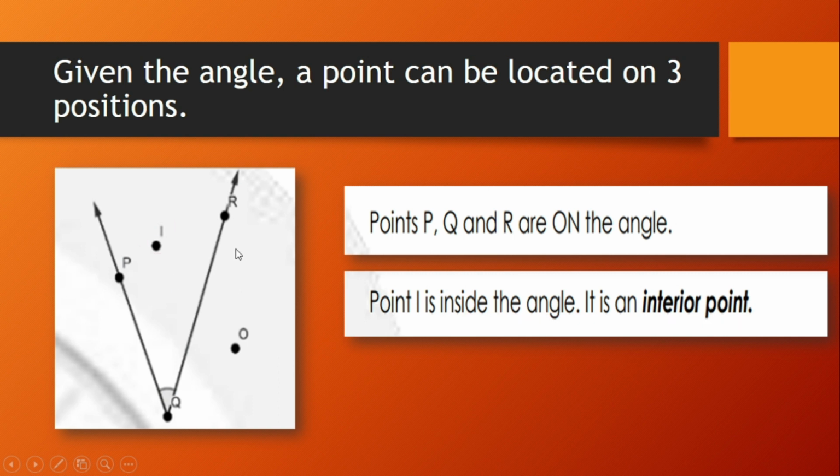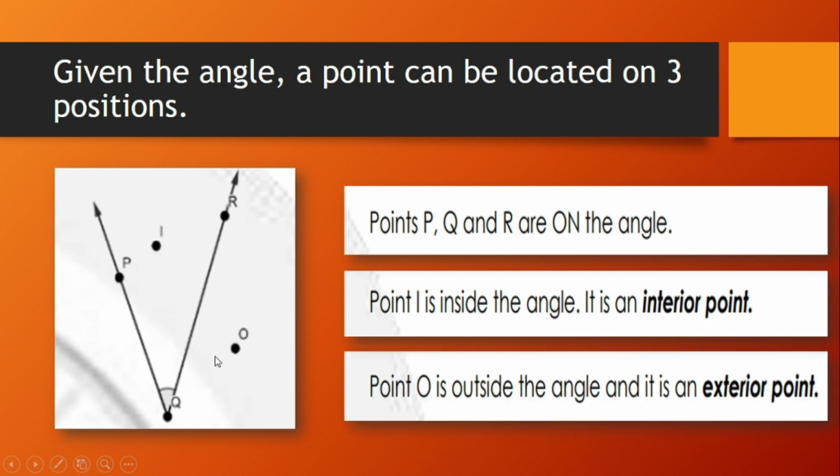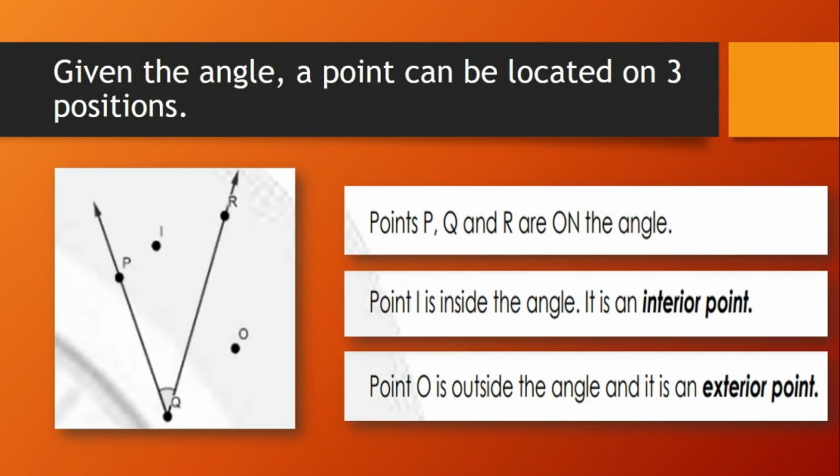And then, last is, we have here point O. Where is it located? It is located outside the angle. So, this is what we call the exterior point. From the word itself, exterior, outside. Okay? Exterior point. Point O. So, those are the three locations of our points.